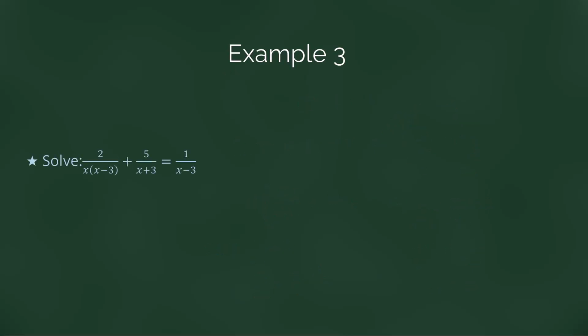All right, let's take a look at this next one. You can see we've kind of upgraded the complexity a little bit, but our steps are going to remain the same. We're going to look for restrictions, then we're going to find an LCD and multiply through by it, and then we'll solve the resulting equation.